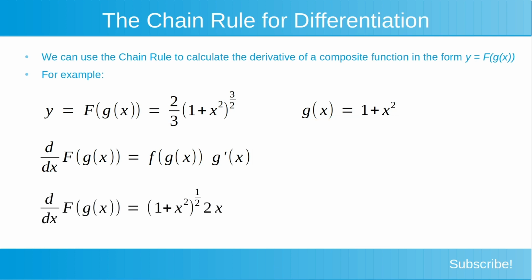Now a variable raised to the power of a half, that's another way of expressing the square root of that variable. So here we're going to take the square root of 1 plus x squared, and then we're going to multiply by 2x. And here we've just used the chain rule for differentiation to calculate the derivative of a composite function.